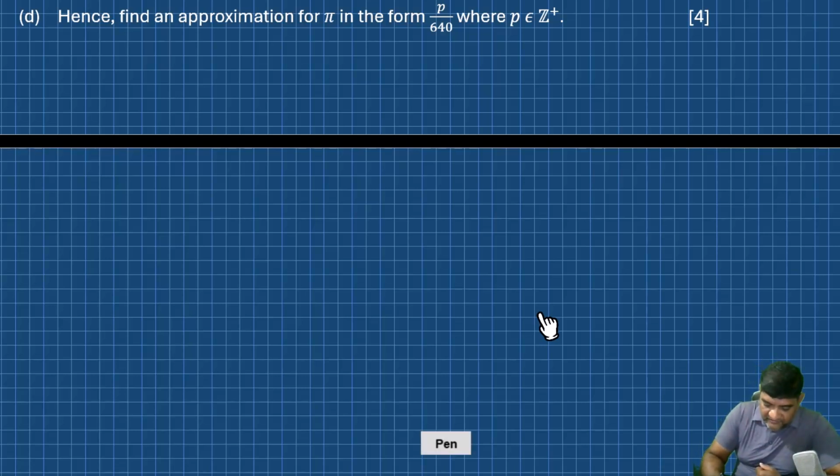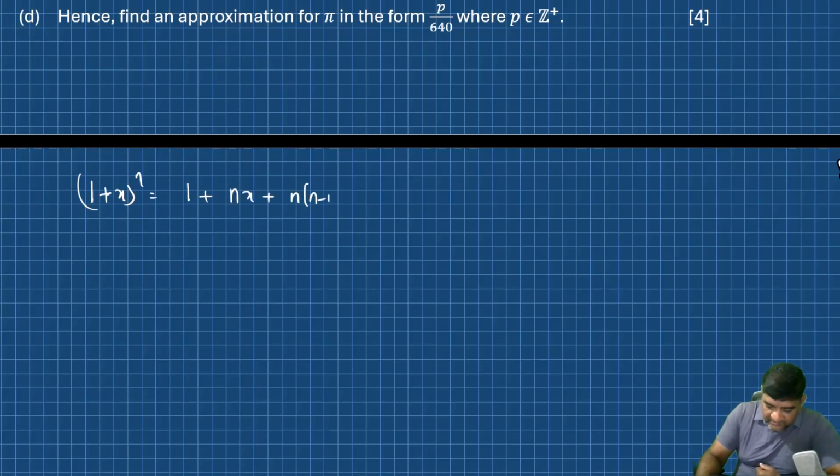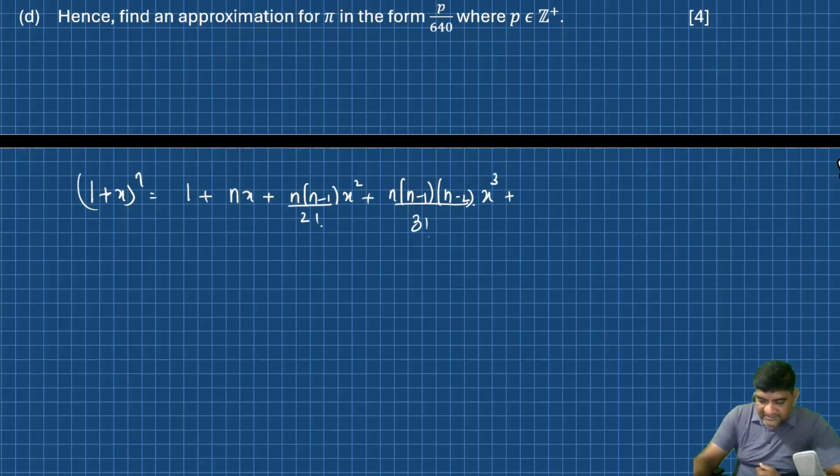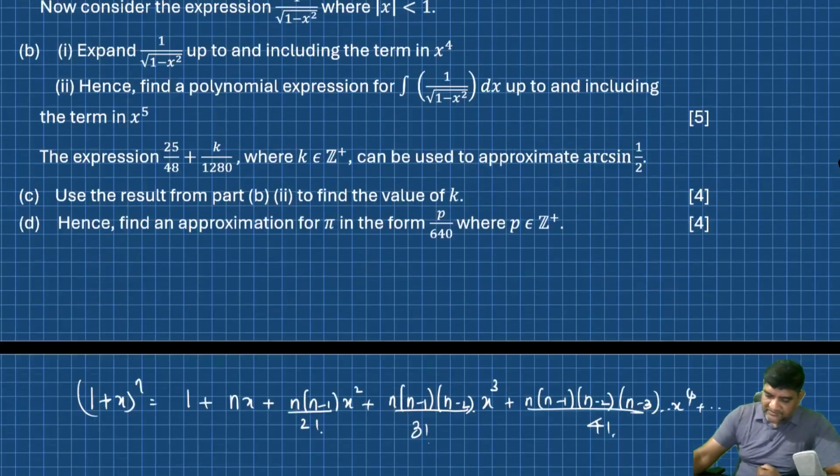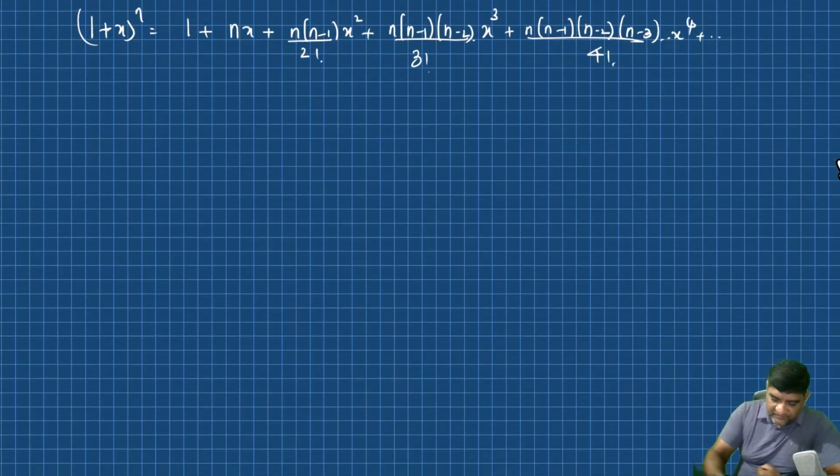binomial expansion for rational coefficients. The binomial expansion for rational coefficients can be written like that: 1 plus nx plus n into n minus 1 into x squared divided by 2 factorial plus n into n minus 1 into n minus 2 into x cubed divided by 3 factorial, and this continues. I'm going to write one more term over here, divided by 4 factorial into x to the power of 4. Okay, great. So let's look at 1 by 1 plus x squared.